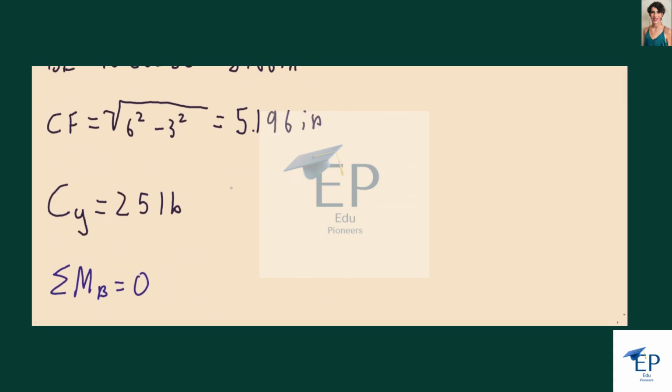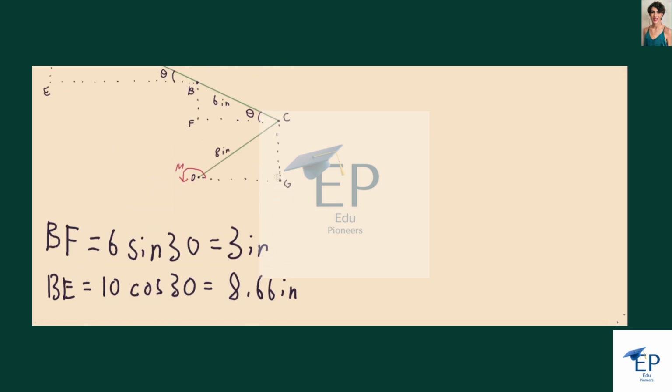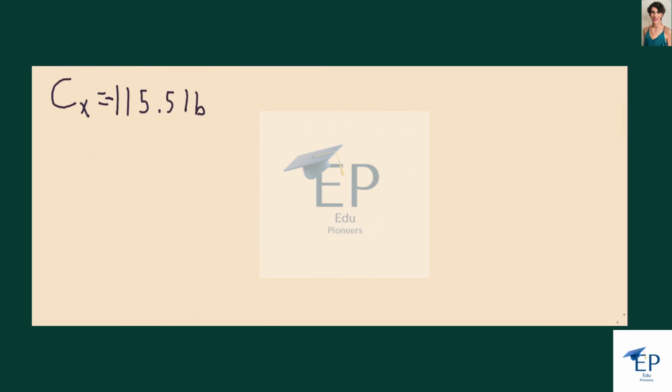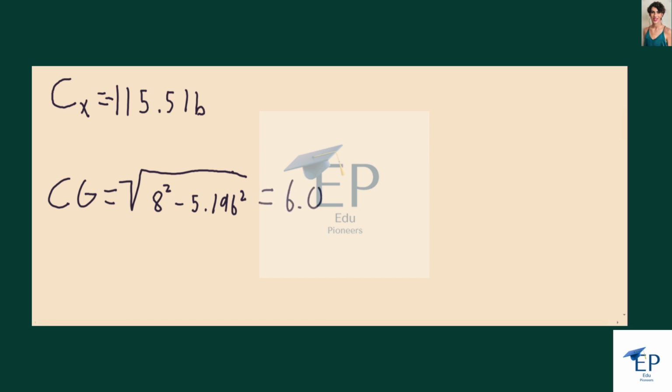And next we're going to solve for this CG length. And for that we can use Pythagorean theorem. So the length CG is going to be equal to the square root of h squared minus 5.196 squared. And that will give us a length of 6.08 inches.